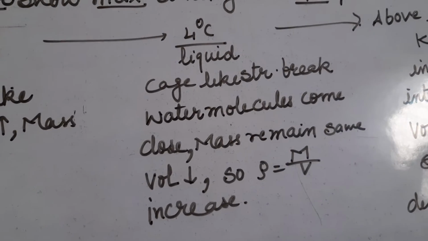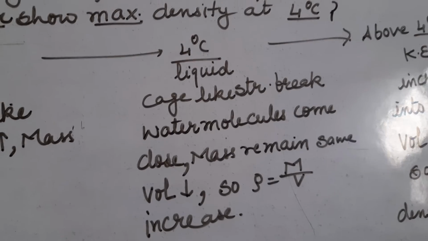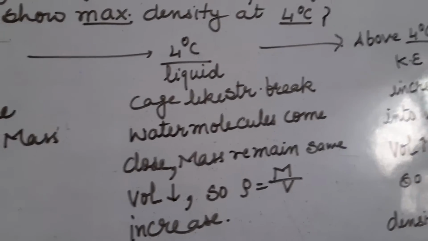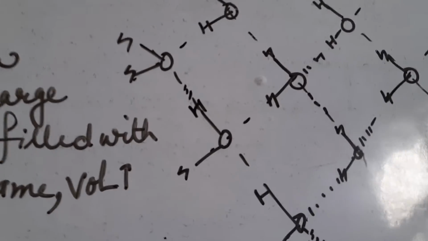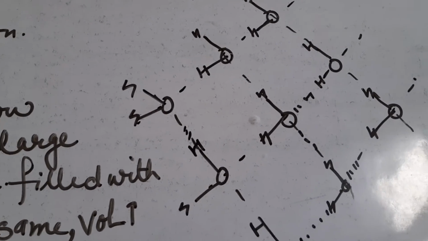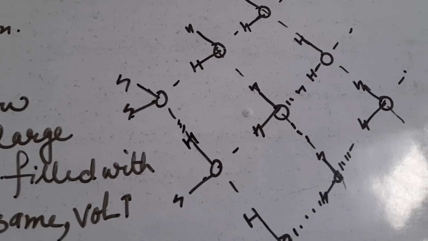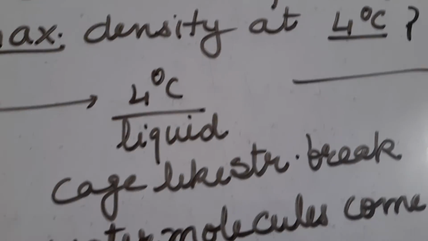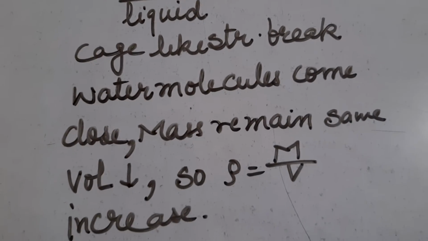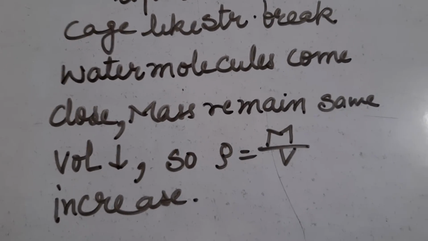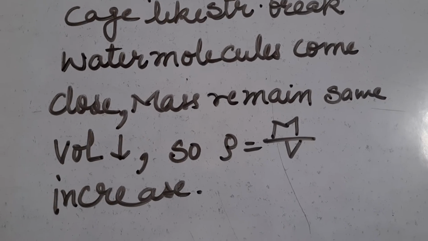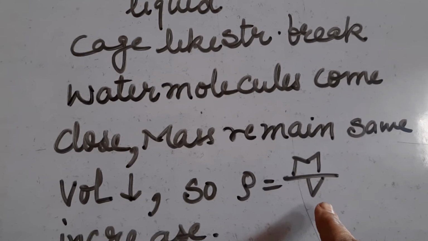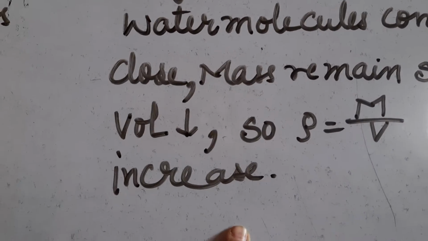But when you convert ice into liquid by increasing temperature, the cage-like structure starts breaking, and due to this breaking, water molecules come close. That's why their volume decreases but mass remains the same. So what is the effect on density? Density is equal to mass upon volume. Here mass remains the same but volume decreases, so density increases.